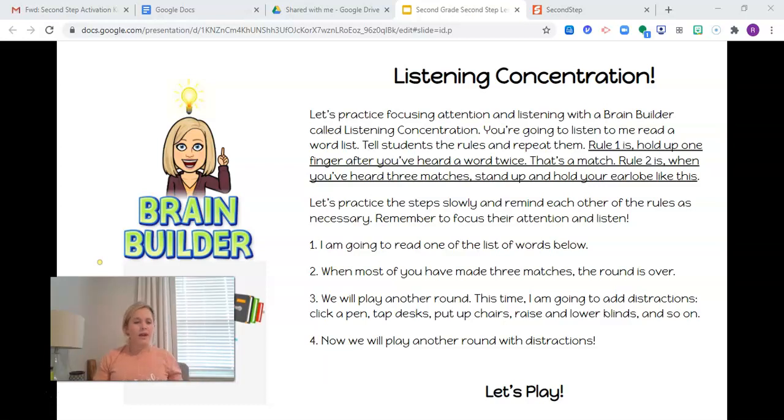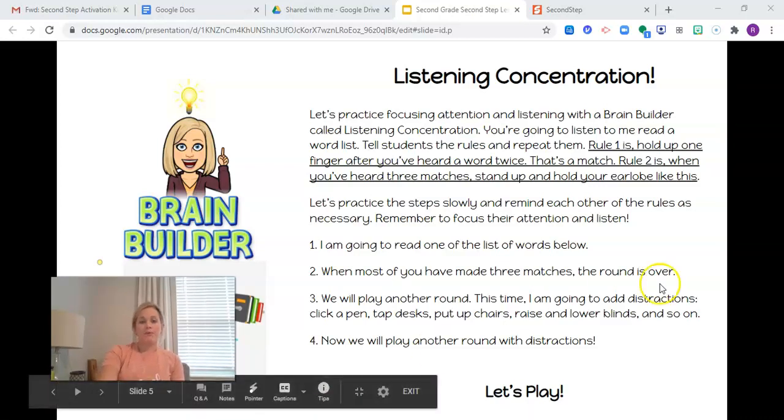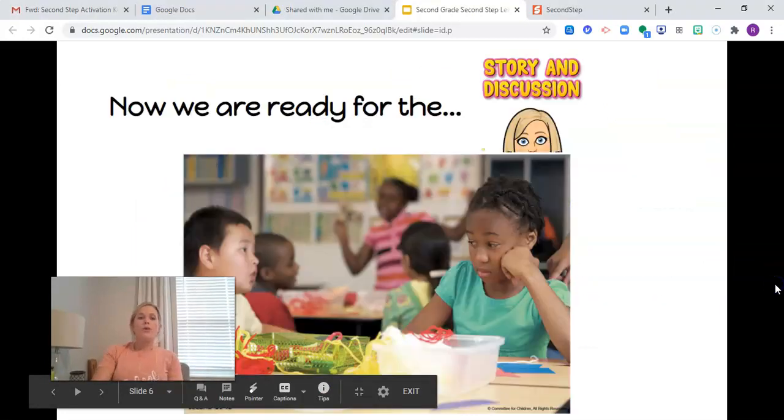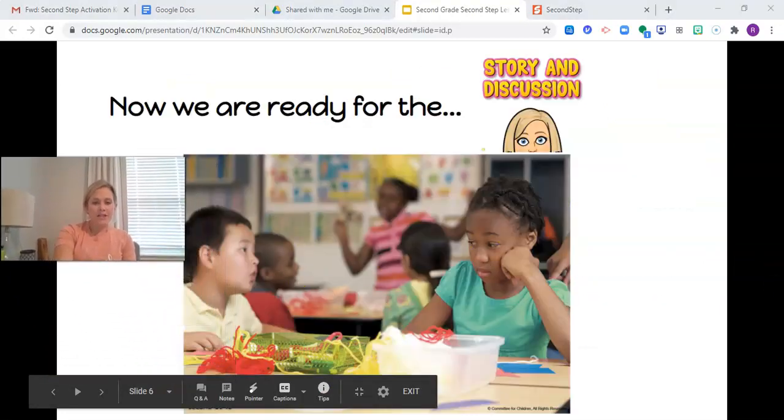So I'm not going to add distractions because I think that just doing it virtually is already enough of a distraction because we're not all together. So just know that there's already an extra element of challenge when it comes to listening when we're doing things on the computer because we're not live right now, right? So, good job. You did a great job. Now we're ready for the discussion.